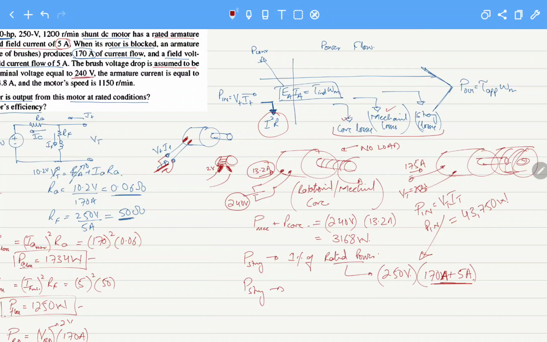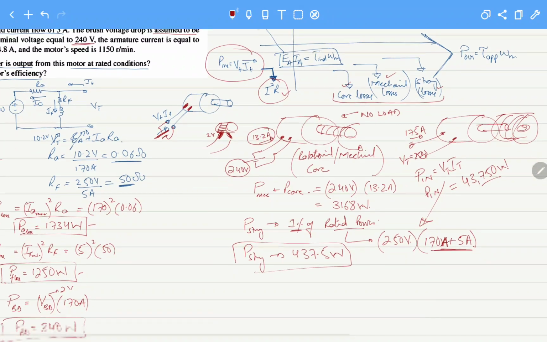So the P stray will be 1% of the rated power, and we can calculate this by multiplying 0.01 with our 43,750 watts, which gives 437.5 watts. Now in this manner I have calculated all the losses: the I square R loss, the core and mechanical losses, and the stray losses, and meanwhile I have also calculated the input power of the machine.